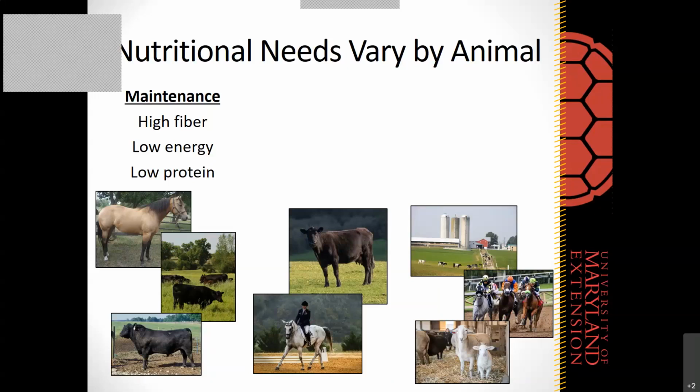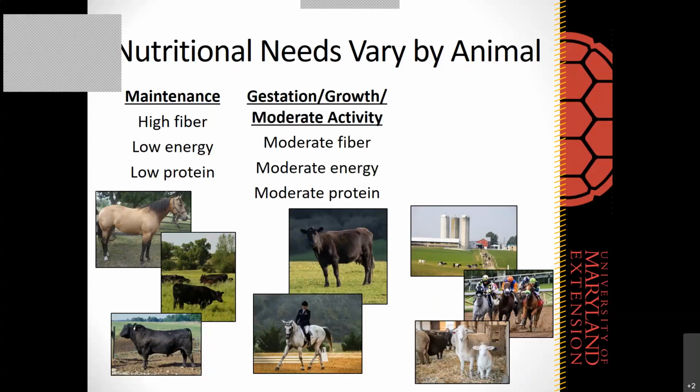In the middle, we have maybe a horse that's under moderate work, or we have an animal that's growing, but it's not quite as young anymore. So it's kind of at the end of that growth spectrum. Or we have an animal that's pregnant, but not lactating yet. So kind of those moderate stages maybe need something with more moderate fiber, moderate energy, and moderate protein levels.